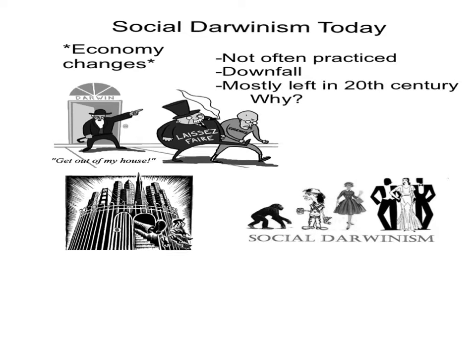Social Darwinism today barely exists. It was mostly left in the 20th century for many reasons. First, mixed economies became more widely accepted, meaning no more laissez-faire economy. Also, other philosophies became more popular, like socialism, communism, and anarchism. In addition, humans were seen as more socially aware than animals. Finally, the fall of fascist states led to a period of disrepute, the damage or loss of reputation, and few societies practice its ideas.